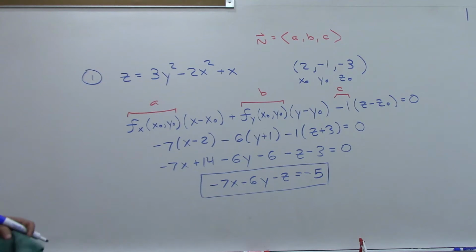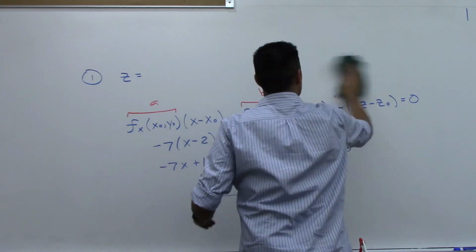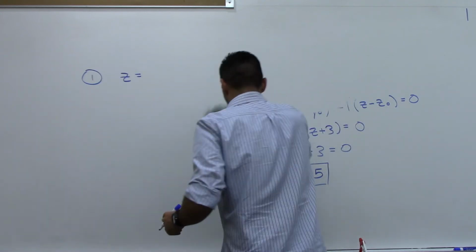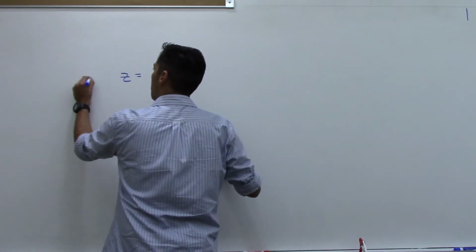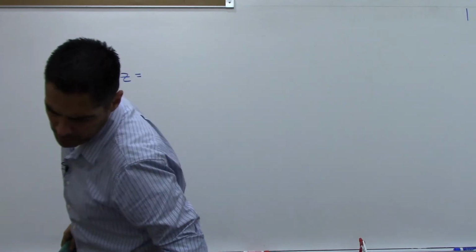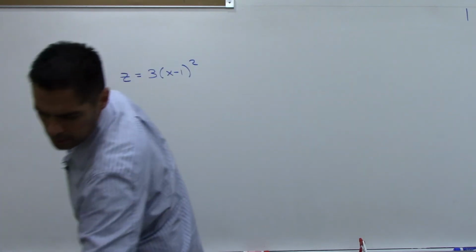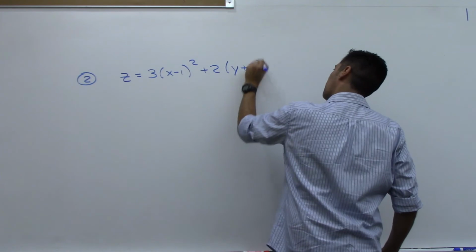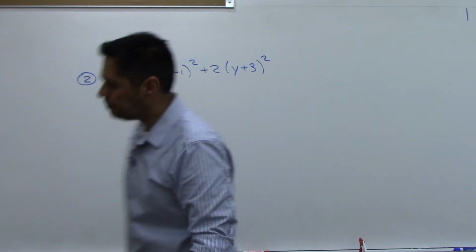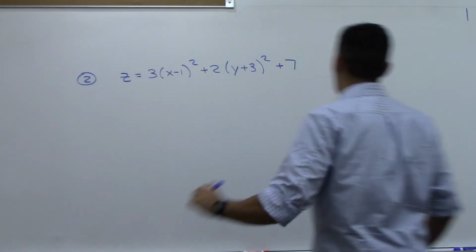Okay, so number 2, I guess I'll do 2. So for number 2, z is equal to 3 times the quantity x minus 1 squared, 2 times quantity y plus 3 squared, and plus 7. And the point is 2, negative 2, 12.